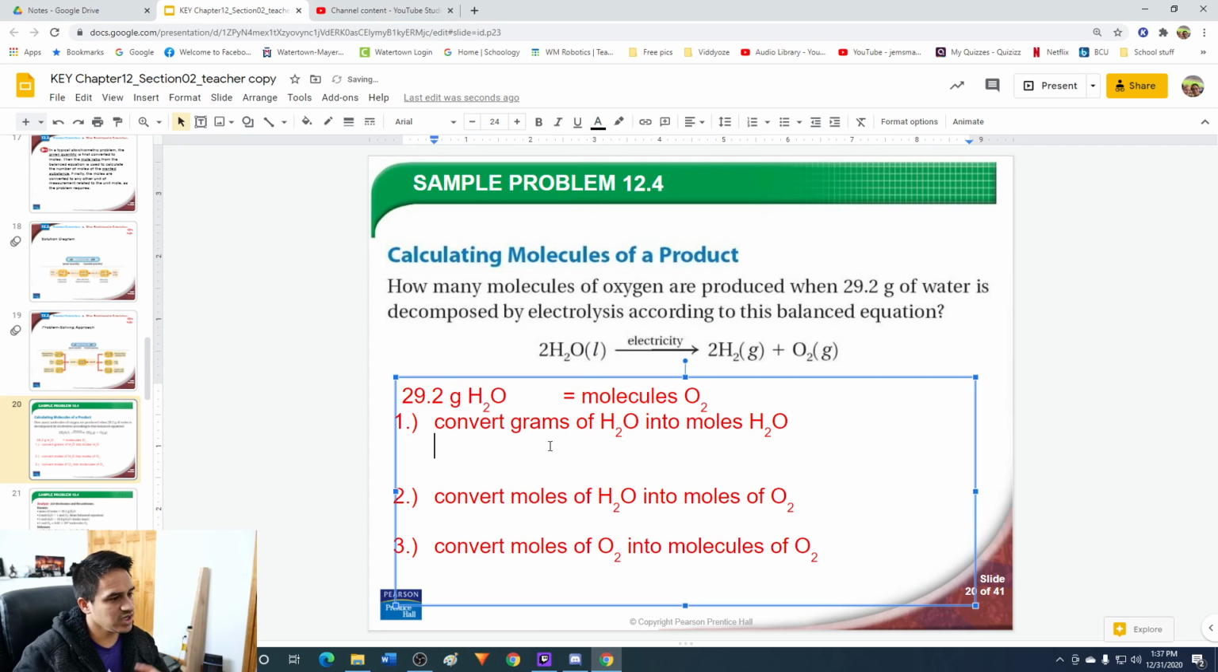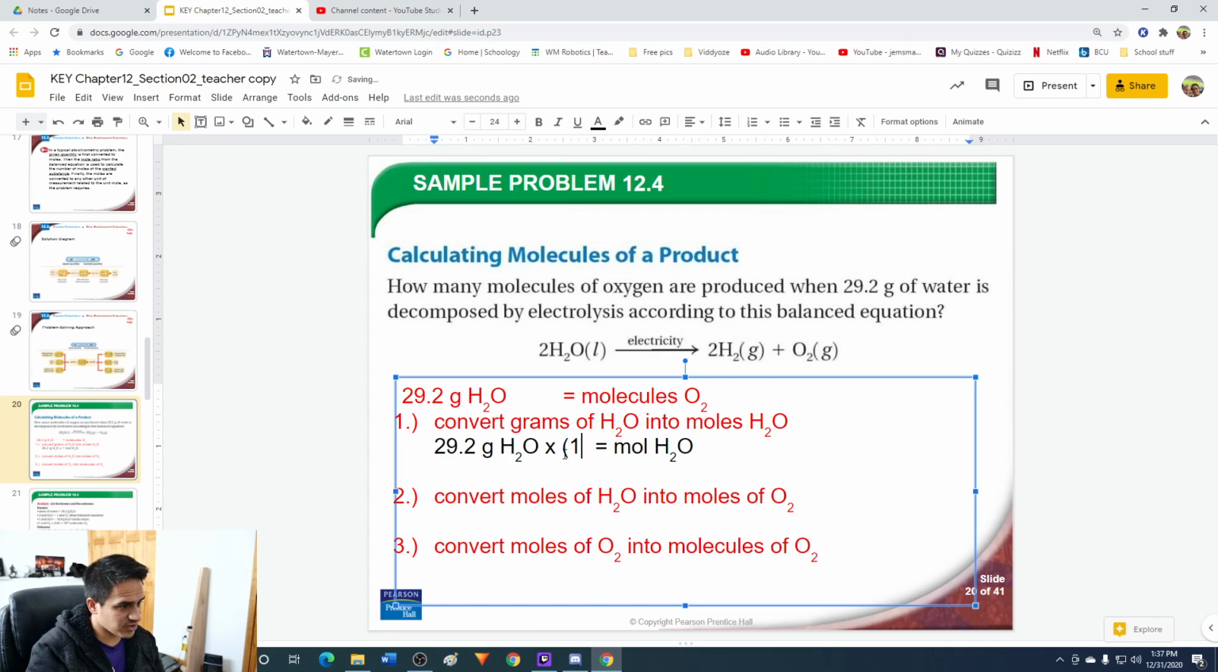Step 1, convert grams of H2O into moles of H2O. So we have 29.2 grams of H2O. To convert this into moles, we are going to need to know the molar mass of H2O. On your periodic table, find hydrogen. 2 hydrogens plus 1 oxygen. Hydrogen is basically 1, there's 2 of them, so that's 2. Oxygen is 16, so 2 plus 16 is 18 grams per mole.